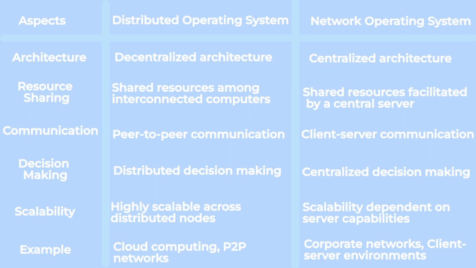And finally, some example applications of distributed operating systems include cloud computing and peer-to-peer networks, whereas network operating systems are commonly found in corporate networks and client-server environments.